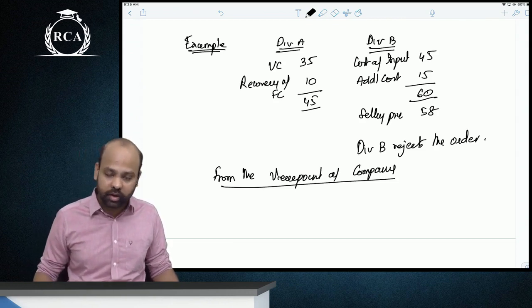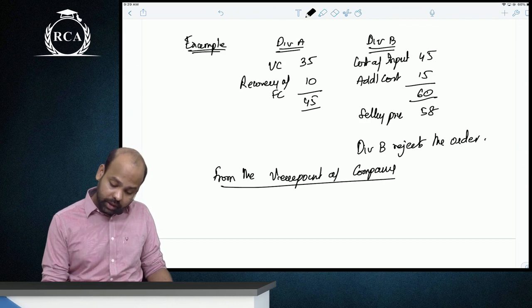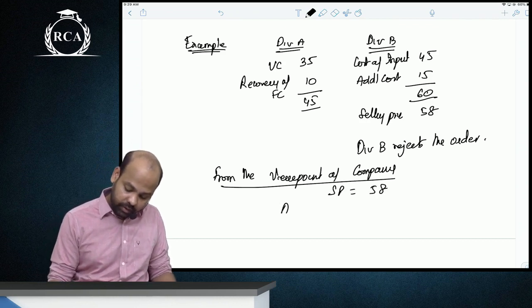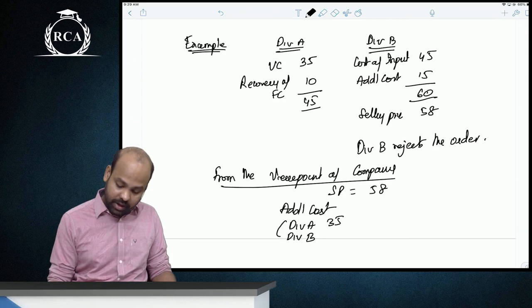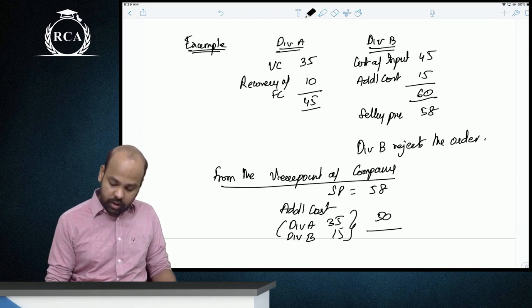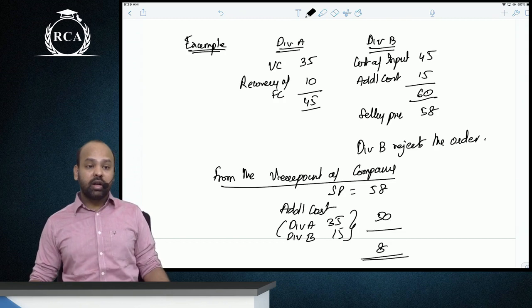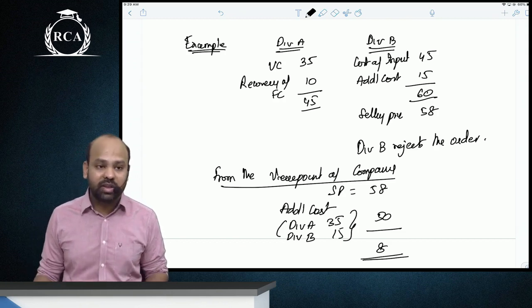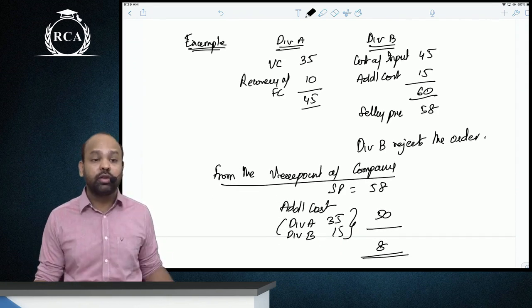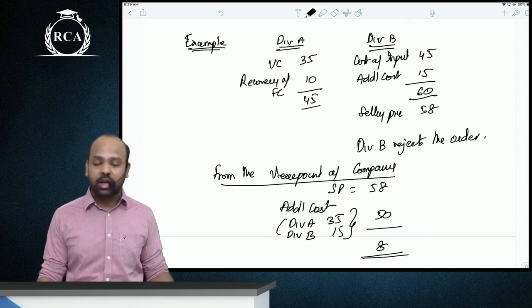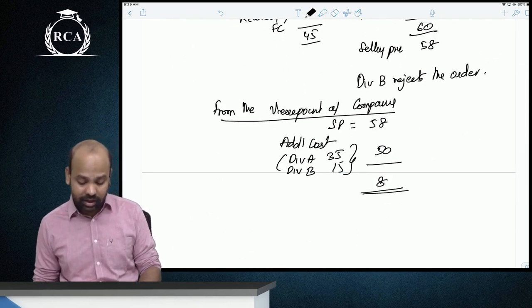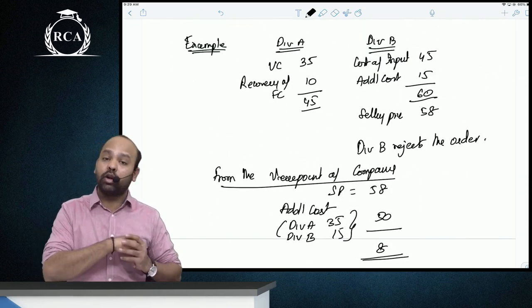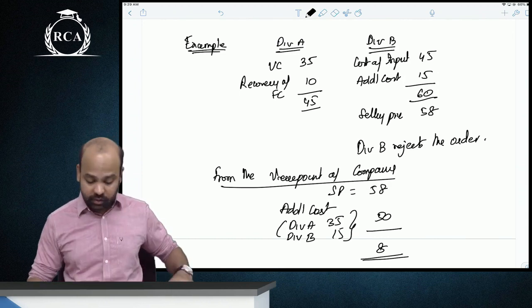There's no increase or decrease in fixed cost. From the viewpoint of the company, selling price is 58 rupees. Division A is incurring 35 and Division B is incurring 15. Matlab 50. It is still realizing 8 rupees. So if the order is rejected, the company as a whole will lose this 8 rupees. Isn't this resulting in suboptimal decision making? Yes sir. This is the most important behavioral consequence of full cost.